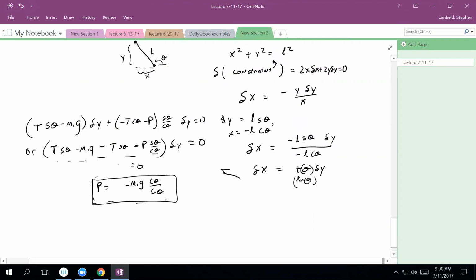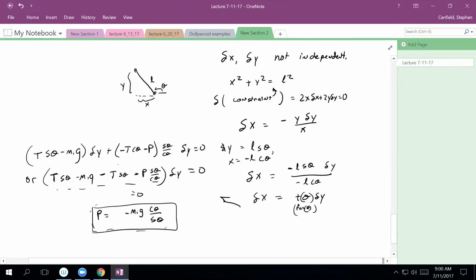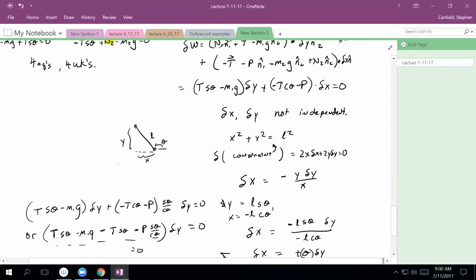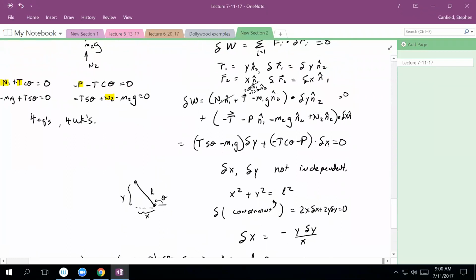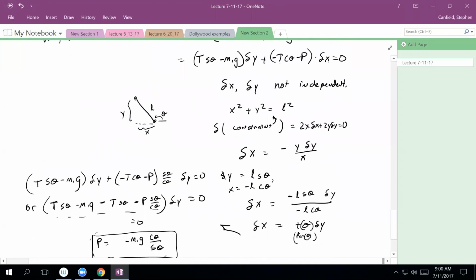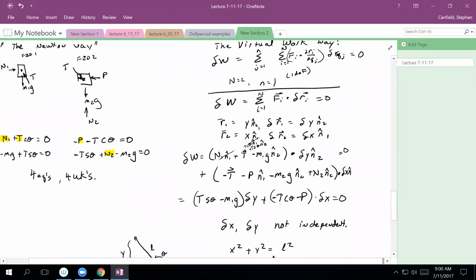This constraint disappeared. What were the constraints in the equation? The constraints were N1, N2, and T. Those three were constraints, and when we wrote the virtual work, they all disappeared. So frankly, I could have gone straight ahead to the terms that cause work, and it is just the P. I could have written it directly with the P. The virtual work eliminated those from my problem because they're not contributing work to the system.